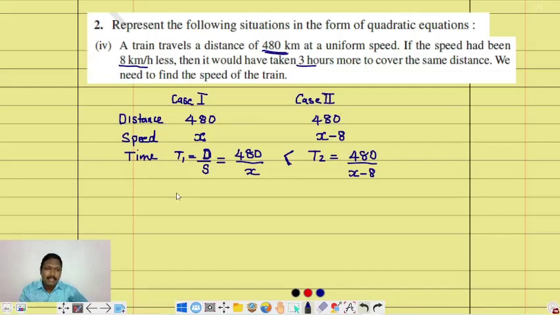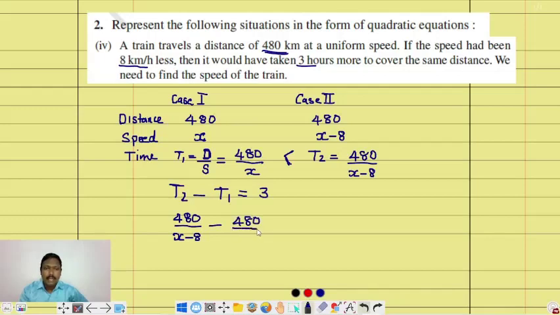So how can you write this? Which one is big? T2 is big. So T2 minus T1 will be how much? 3 hours, because T2 is taking 3 hours extra than this one. So T2 minus T1 will be 3. We can apply T2 here, that is 480 divided by x minus 8, minus T1. What is T1?